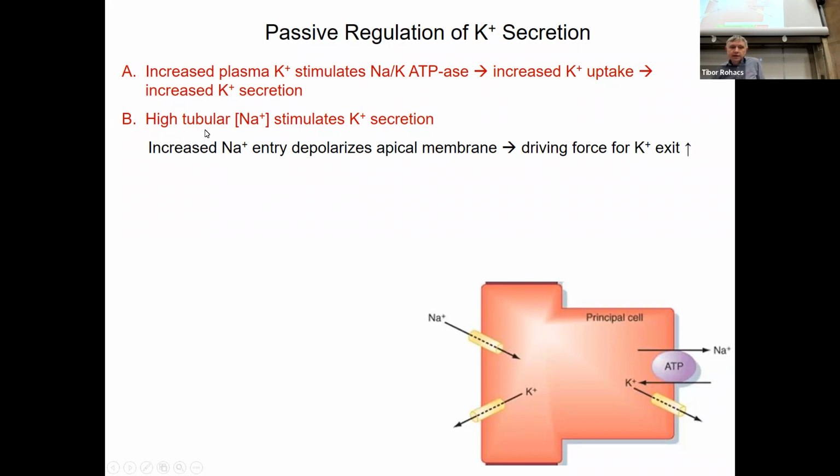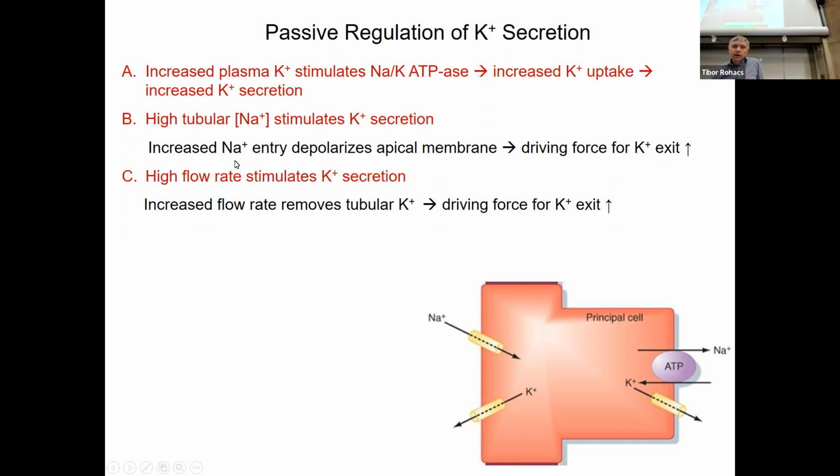Another mechanism is, it's not really regulation, but things that increase tubular sodium concentration or generate high flow rate. Both of these will increase potassium excretion. So if you have high tubular sodium, that will increase sodium entry, which will depolarize the cell. So that will be a driving force for potassium exit. And if you have high flow rate, what happens is you wash out potassium. There's less potassium here. It's easier to secrete it.